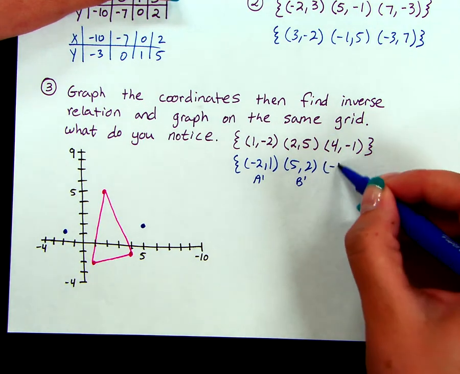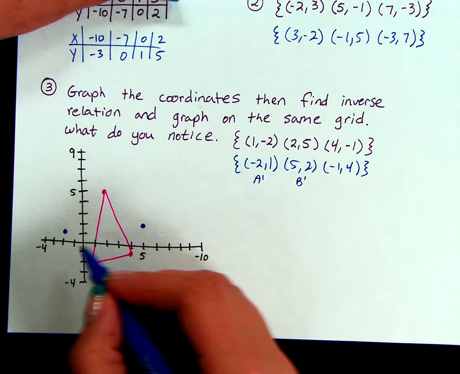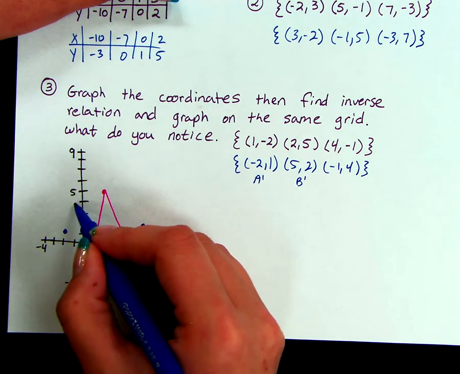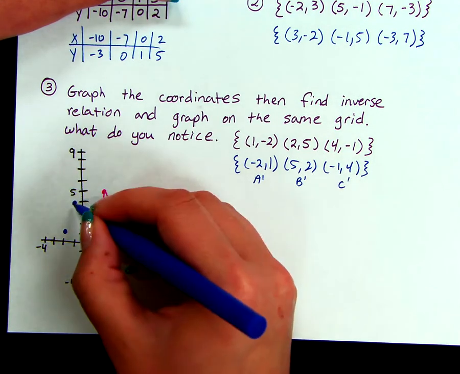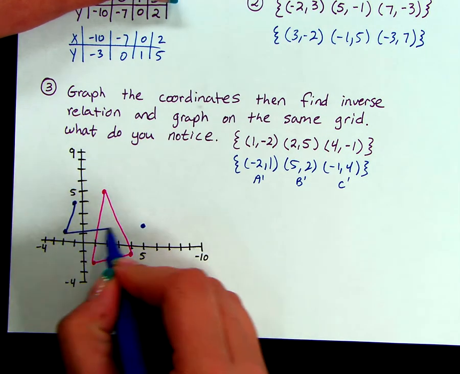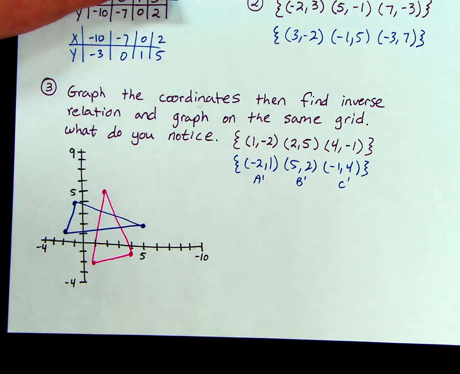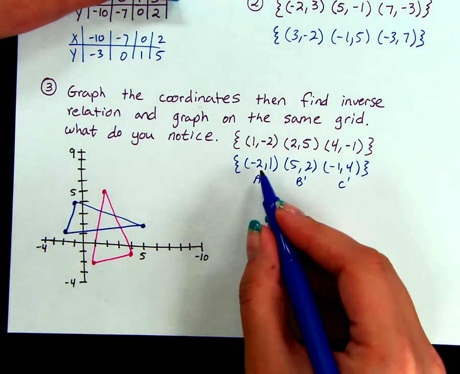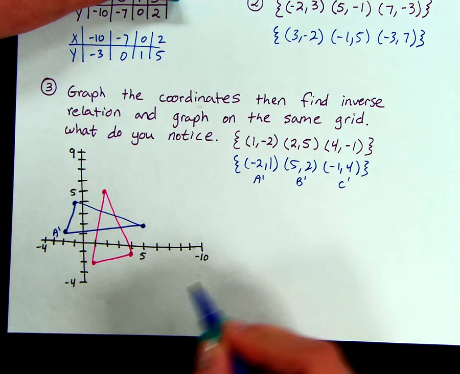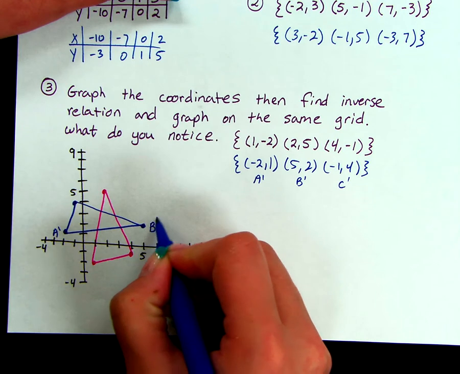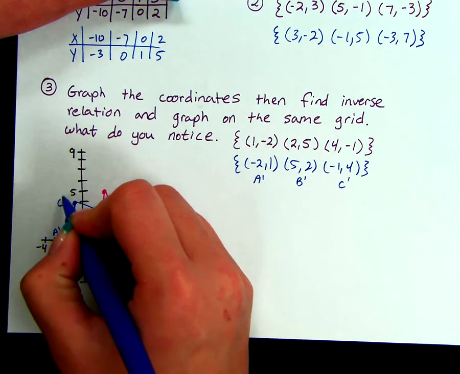And then (-1, 4). So that's our inverse relation. We're going to go left 1, up 4. Let's call that C prime. And again, I'm going to connect that into a triangle here. All right, so again, my (-2, 1), that's this one, so that's A prime. (5, 2) is B prime. And (-1, 4) is C prime.